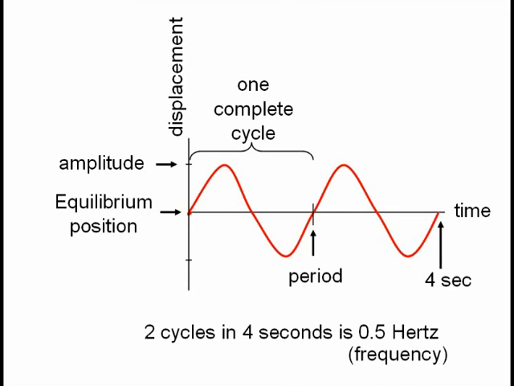The other way to calculate this is using the definitions I gave you. Frequency is cycles per second, so I can do the 2 divided by 4 to get the frequency. And period is seconds per cycle. I can do the 4 divided by the 2 to get the period.